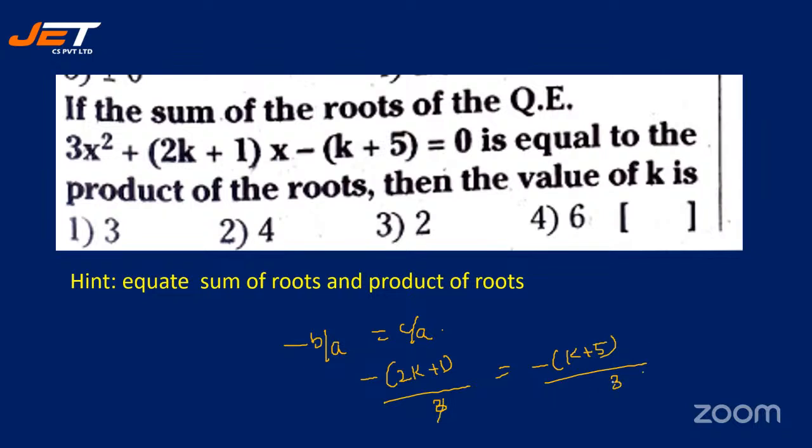So 3 gets cancelled, minus gets cancelled. So you are left with 2k plus 1 is equal to k plus 5. So when this k comes here, you get k is equal to 5 minus 1, which is 4. So your answer is 4.